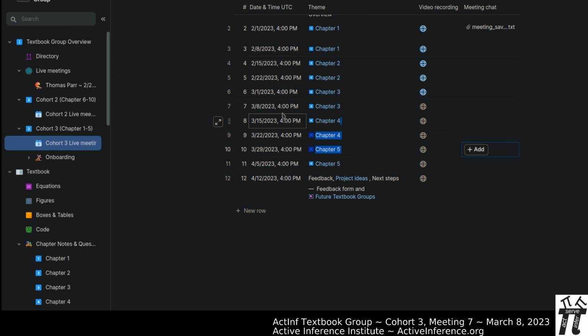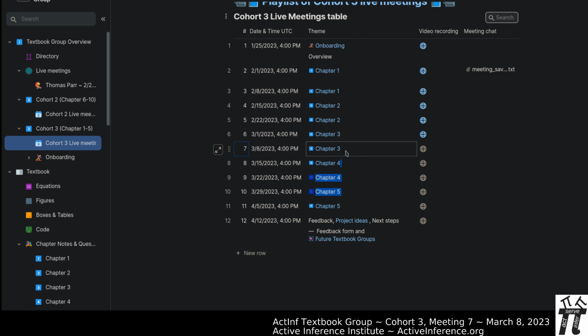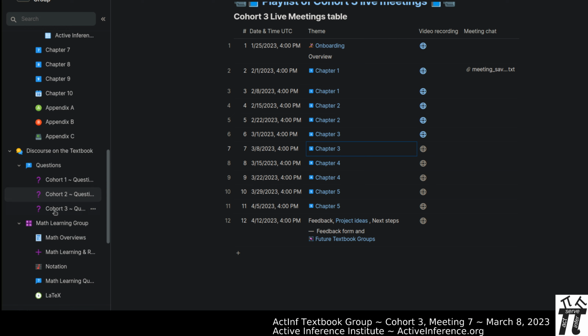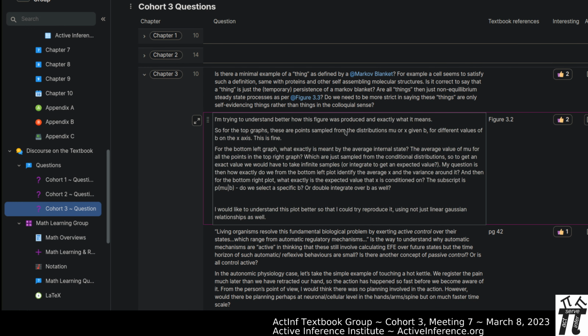It's March 8th, 2023, meeting 7 for Cohort 3. We're in our second discussion on Chapter 3 in the textbook. And last time we went over the whole chapter, kind of ran through it, but there are many things that we can return to and many questions that people have on Chapter 3.